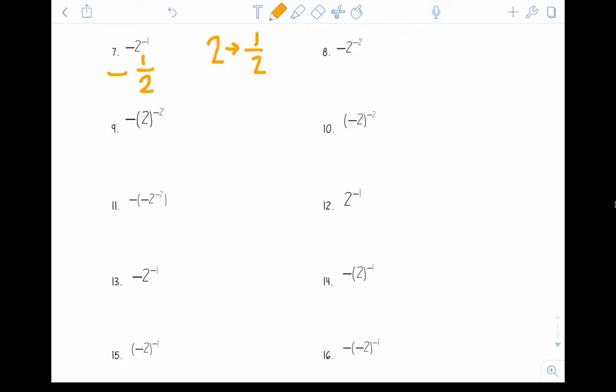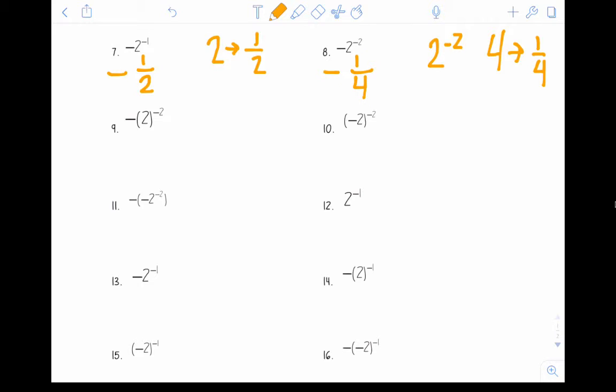On number 8, it's similar. That once again is a mean exponent. So that negative out front is just going to be staying out front by himself. And then I have 2 to the negative second, which is like saying take the inverse of 2 squared. 2 squared equals 4. The inverse of 4 is 1/4. So this answer is negative 1/4.